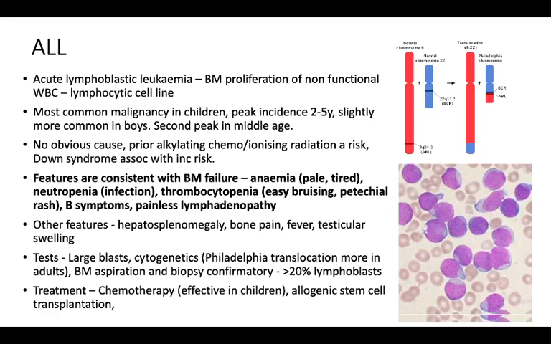Perhaps more so in adults, they might be getting B symptoms such as night sweats, weight loss, etc., and also might have painless lymphadenopathy. The lymphadenopathy is a differentiating feature between lymphocytic leukemias and myeloid leukemias, but I'll talk about that later on. Some other features that they might have include hepatosplenomegaly. They might have bone pain. They might be getting frequent fevers without a real cause, or they might also have testicular swelling.